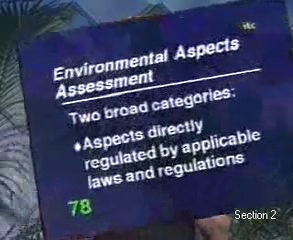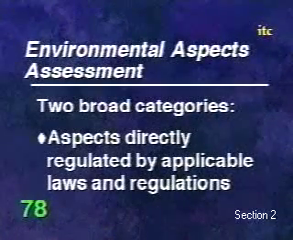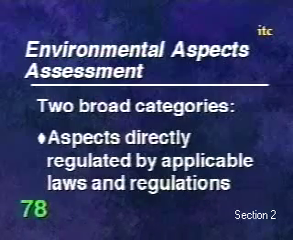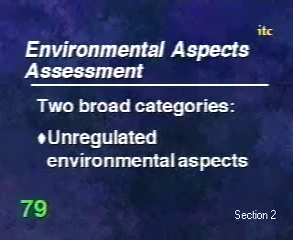It is important to remember that these aspects can be within or external to your organization's property boundaries. Typically, an assessment of environmental aspects will focus on two broad categories: aspects directly regulated by applicable laws and regulations, and unregulated environmental aspects. An initial starting point for you to identify aspects is a process or block flow diagram that identifies resource inputs and emission outputs at your site.